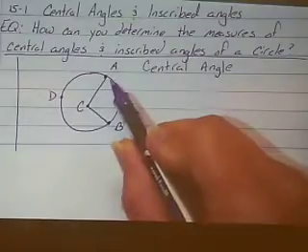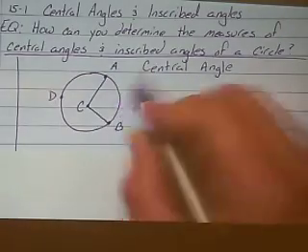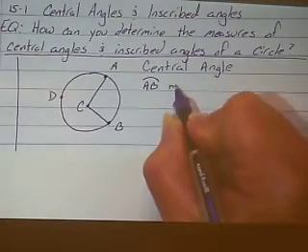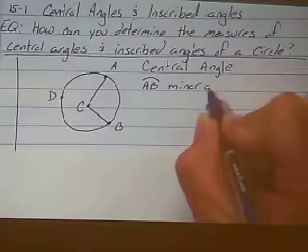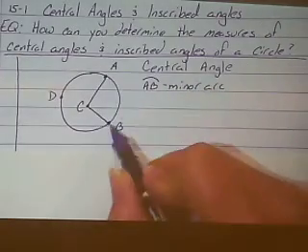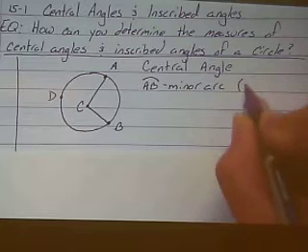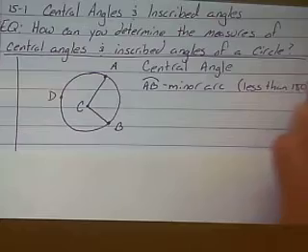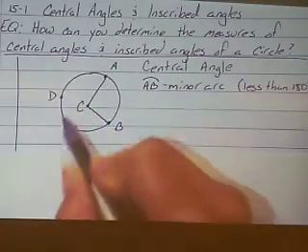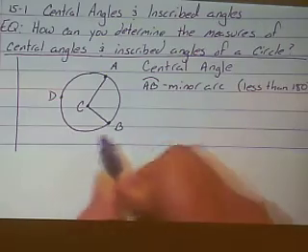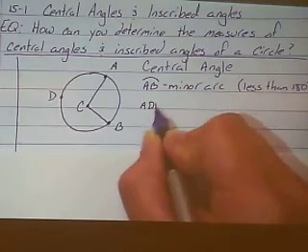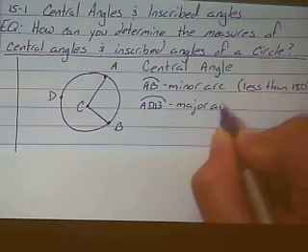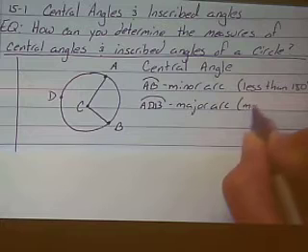In a central angle, the arc, which we would call arc AB, is called a minor arc because it is less than 180 degrees. This we would call arc ADB. It is a major arc, and it is a major arc because it is more than 180 degrees.